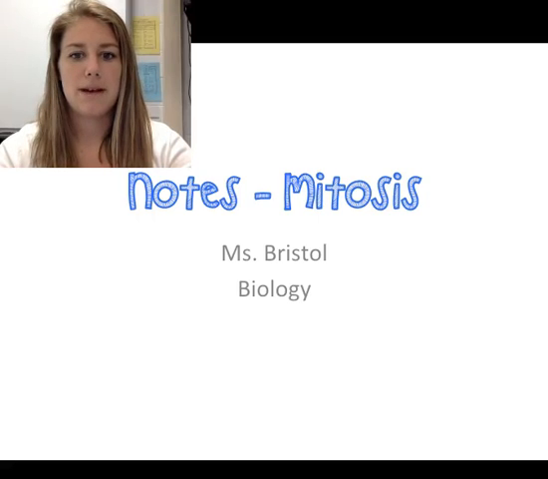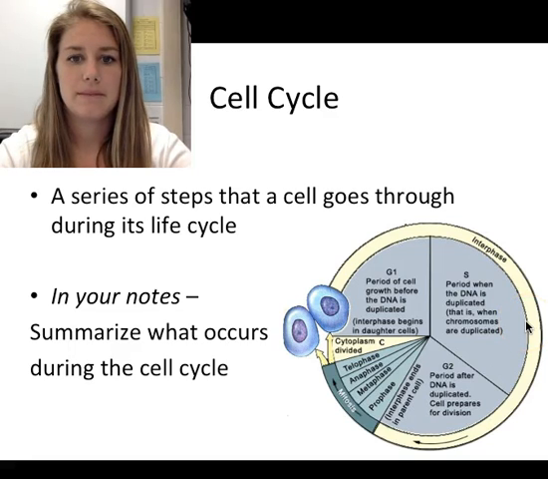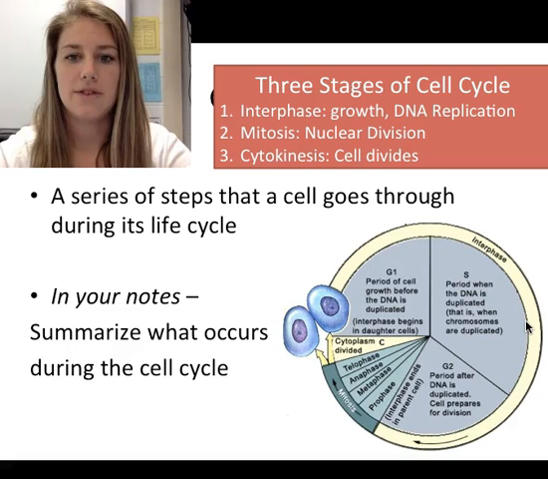Today's notes are on mitosis and the cell cycle. The cell cycle is a series of steps that a cell goes through during its life cycle. It has three main stages. The first part is interphase.